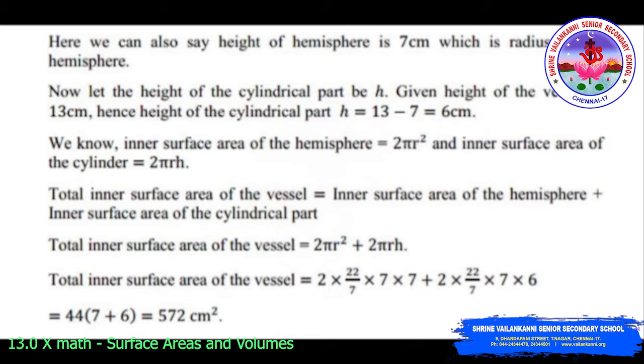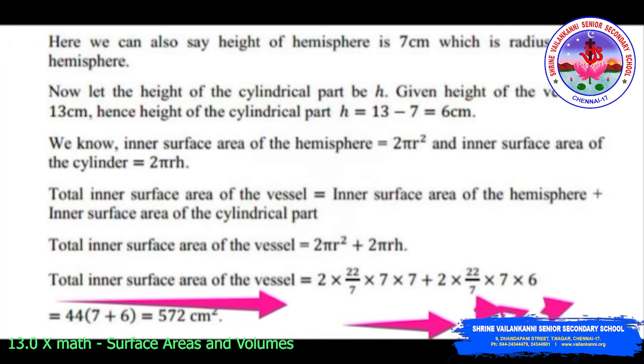Now I need to find out the total inner surface area of the vessel, which can be found out by CSA of a hemisphere plus CSA of the cylinder. Total inner surface area of the vessel is equal to 2 pi r squared plus 2 pi rh. Substituting the value of r and h here, we will be getting inner surface area of the vessel is equal to 2 into 22 by 7 into 7 into 7 plus 2 into 22 by 7 into radius is 7, height is 6, equal to 44 into 13, which is equal to 572 centimeter square.